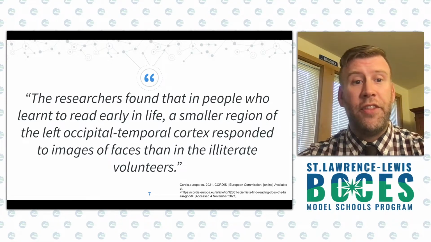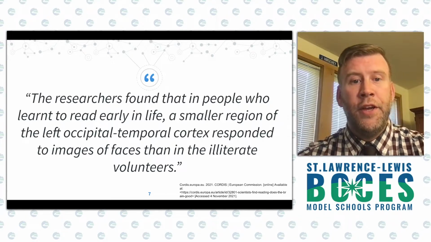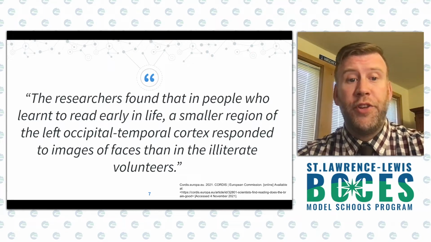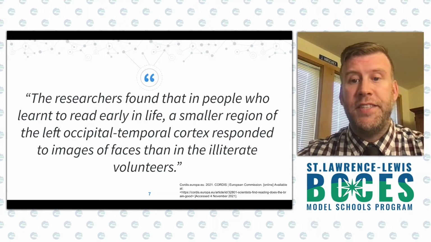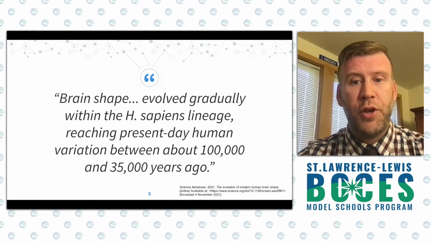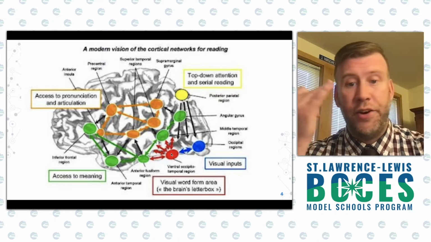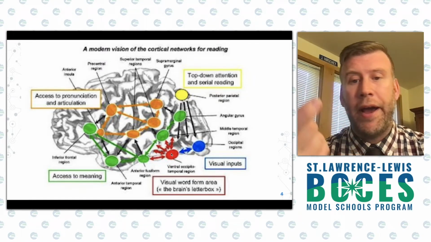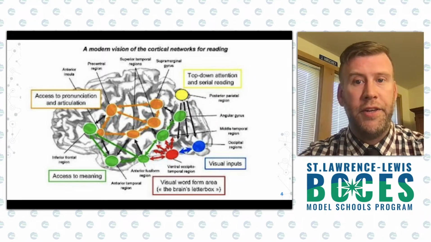And the researchers found that in the people who had learnt, yes, this came from Europe, so learnt is proper there, to read early in life, a smaller region of the left occipital temporal cortex responded to images of faces than in the illiterate volunteers. So as we go back here to this image of the brain, the visual word form area, this is the part where we start looking at letters and we start looking at bigrams, two letters that go together here to process them, to correlate back into sound.